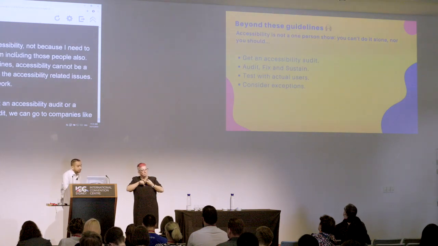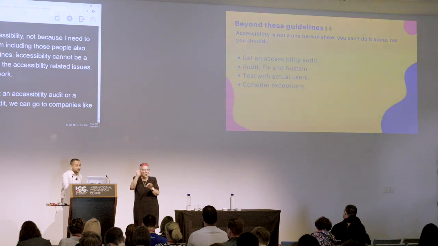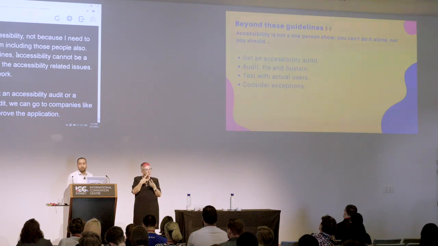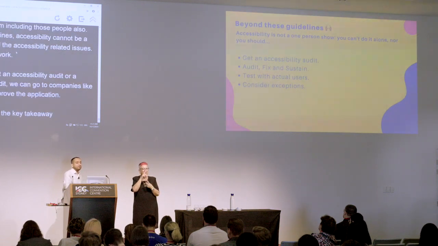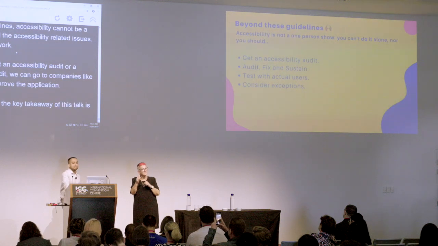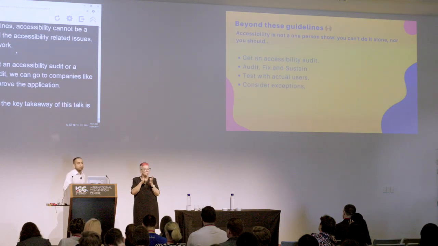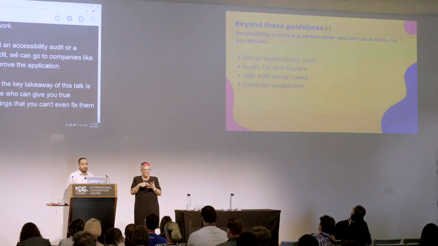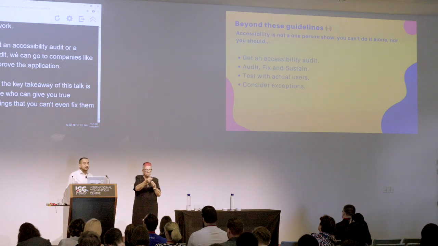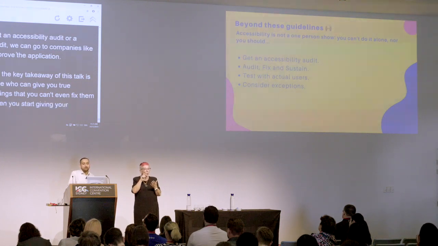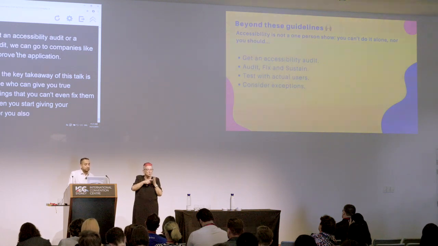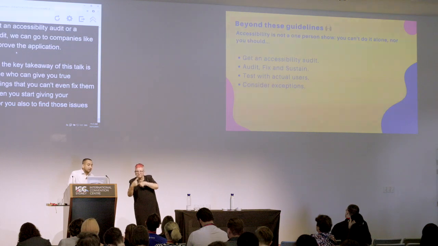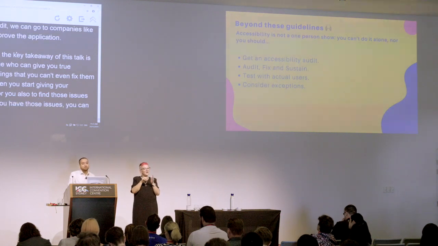And next is the most important thing, and I think this is one of the key takeaways of this talk: test with actual users. Because there is no one who can give you true feedback. There are tools that miss many things, and you can't even fix them because you don't know about them. So when you start giving your application to actual users, it is easier for you to find those issues that even your tools cannot find. And once you have those issues, you can solve them.